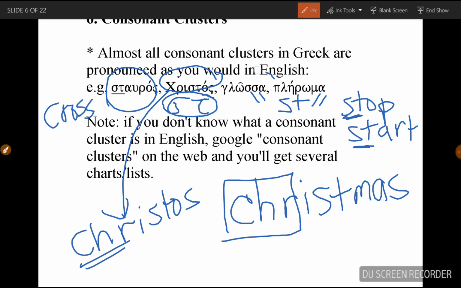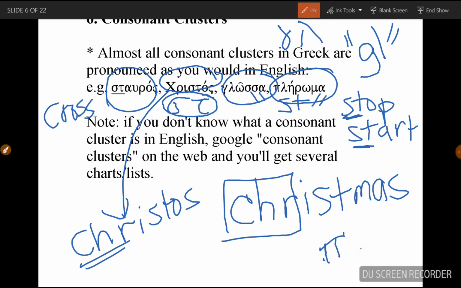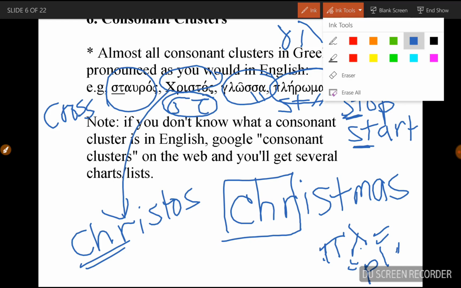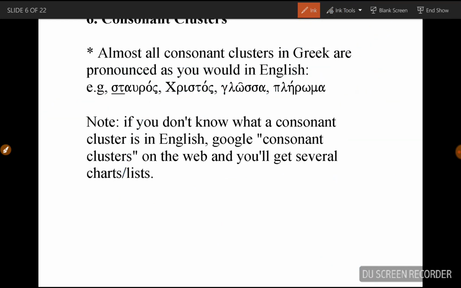So we have another word, glossa. That's a word for tongue or language. And it has that gamma lambda. It sounds very similar to a GL sound. And then we have pleroma, which is the word for fullness, and that P lambda consonant cluster sounds very much like the letter P and L in English. So if it exists in English as a consonant cluster, likely it exists in Greek.